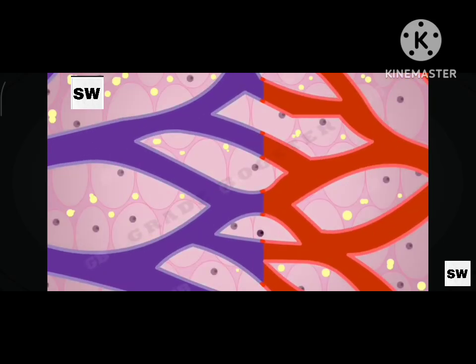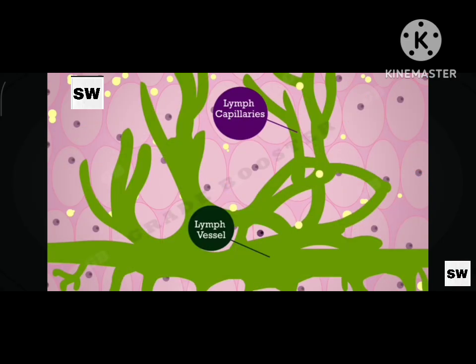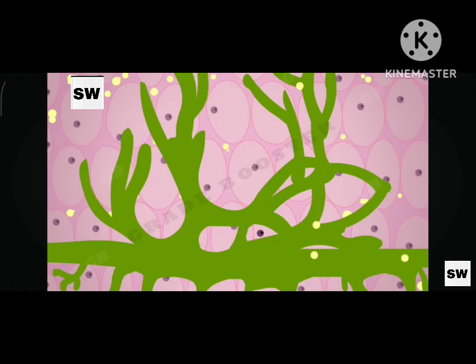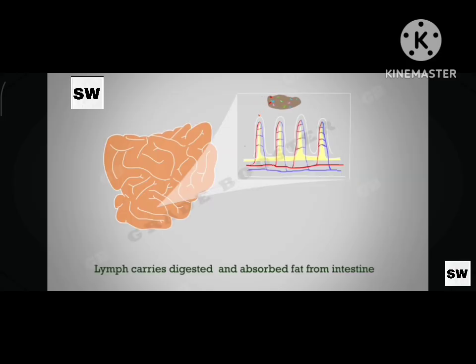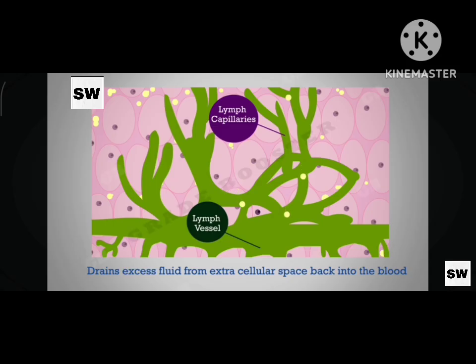Apart from blood, there is one more fluid involved in transportation, that is lymph. It is a colorless fluid similar to plasma of blood. It is formed by the plasma escaped from the capillaries into the intercellular spaces. This fluid is called lymph and it enters into lymphatic capillaries and joins with lymph vessels and finally opens into large veins. It does two major jobs. 1. Lymph carries digested and absorbed fat from intestine, and 2. Drains excess fluid from extracellular space back into the blood.